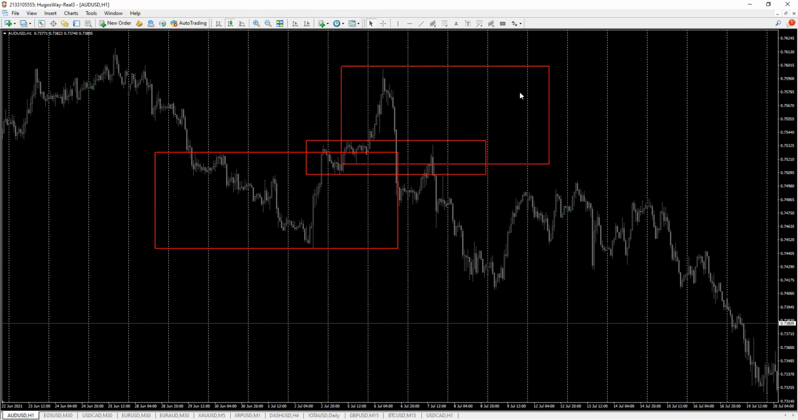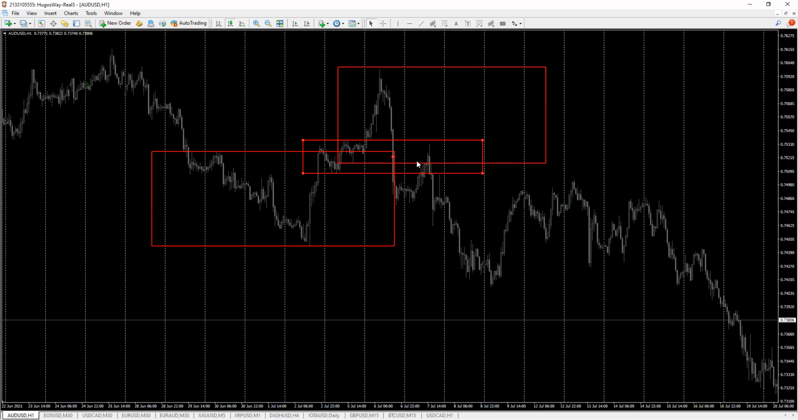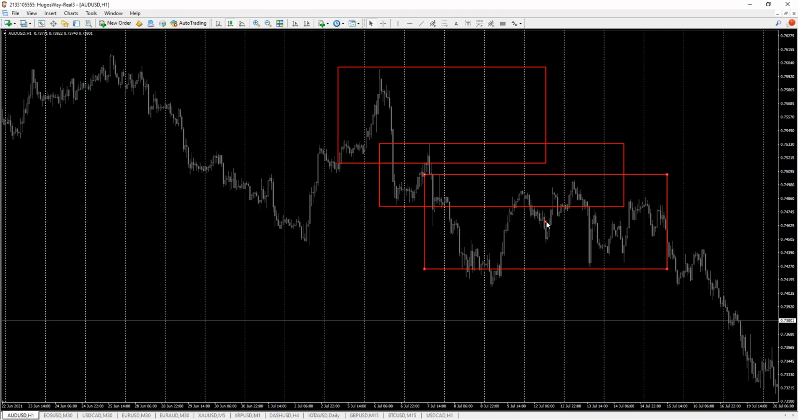So now keeping the count going, we're at level 3 becomes level 1. Then we got level 2. And then we got level 3.